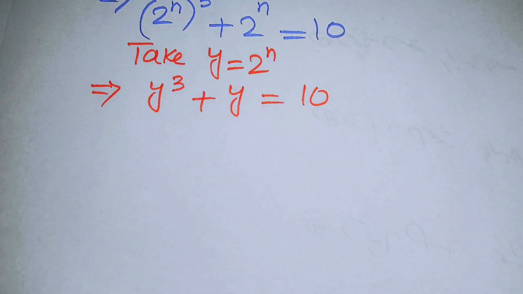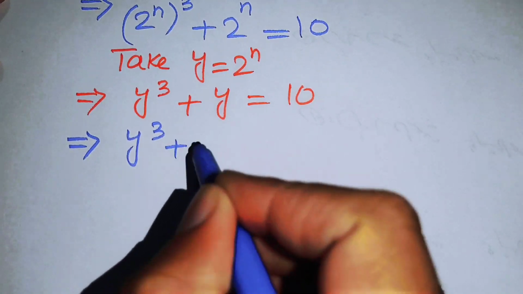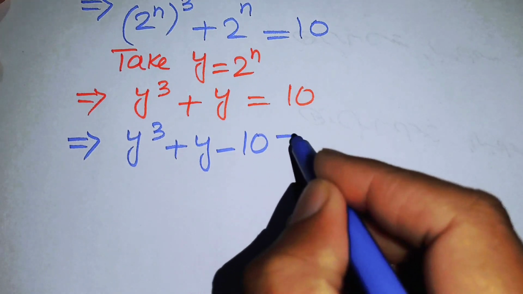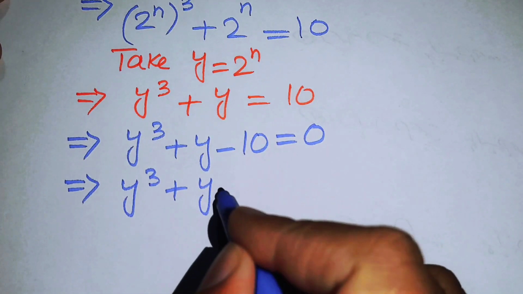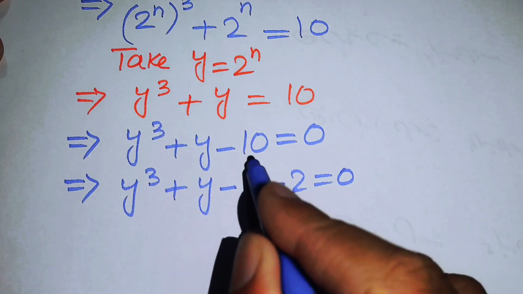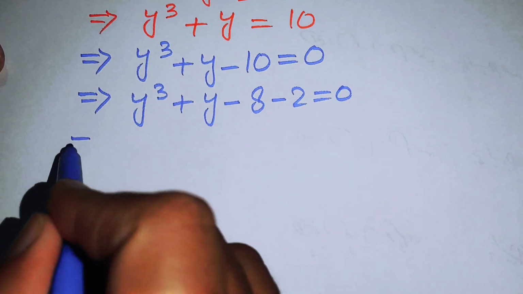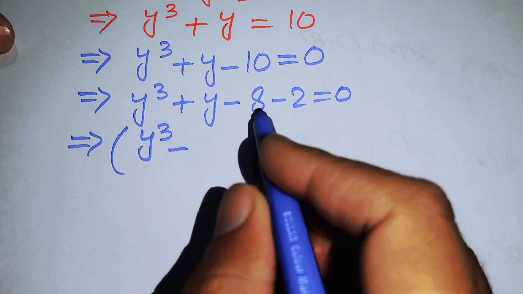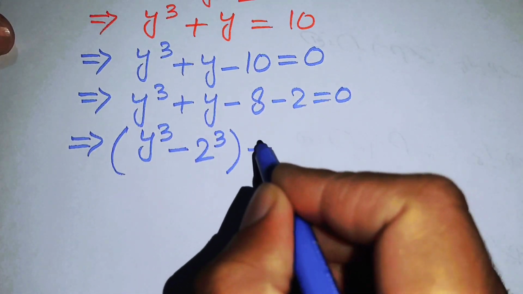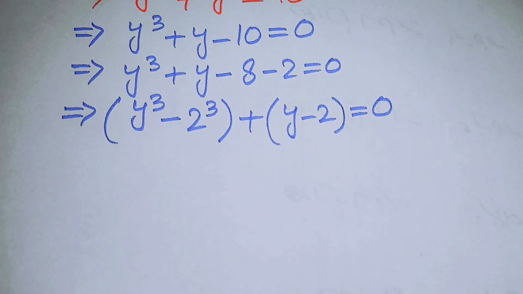In order to make the factors of this equation, we will first rewrite this equation as y cubed plus y, and we move this 10 to the left hand side, and it is minus 10, and the whole equals 0. So here we write y cubed plus y minus 8 minus 2 equals 0. We write this minus 10 as minus 8 and minus 2. And similarly, now we rearrange the terms and we make the pair of y cubed with minus 8, and 8 we will write as 2 cubed, and plus here we have y minus 2, and this whole equation equals 0.